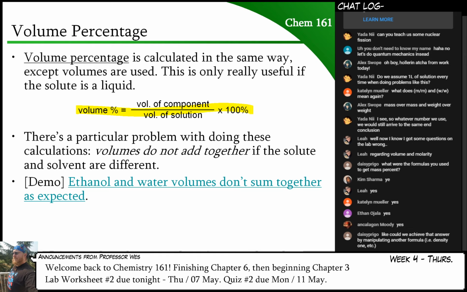Could we achieve that answer by manipulating another formula? I'm going to go with no, just because we're trying to get mass percentage, so you need to actually divide and use the mass percent formula to get that answer. I mean, there may be other ways to manipulate the numbers to get them into a form to put into that formula. But in order to do the problem, you do need the mass percent formula.